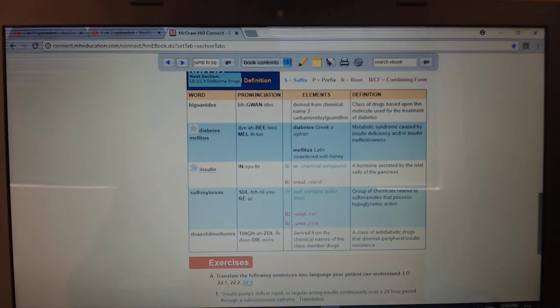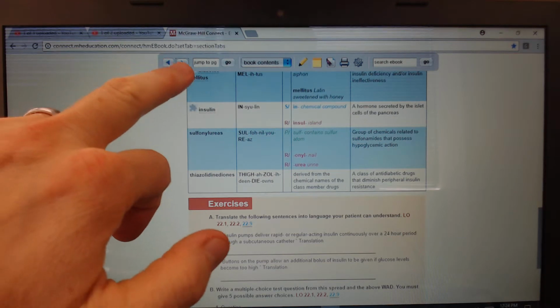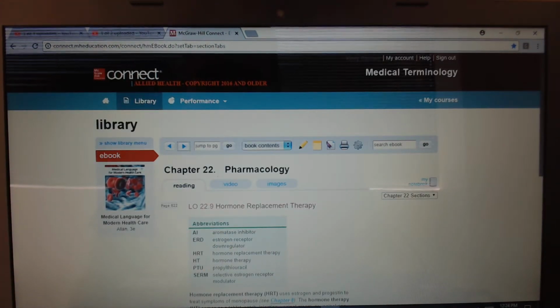Sulfonylureas. Sulfonyl is from sulfur, urea is urine, a group of chemicals related to sulfonamides that possess hypoglycemic action. And then finally, thiazolidinediones, derived from chemical names of the class member drugs, a class of anti-diabetic drugs that diminish peripheral insulin resistance. Hormone replacement therapy.